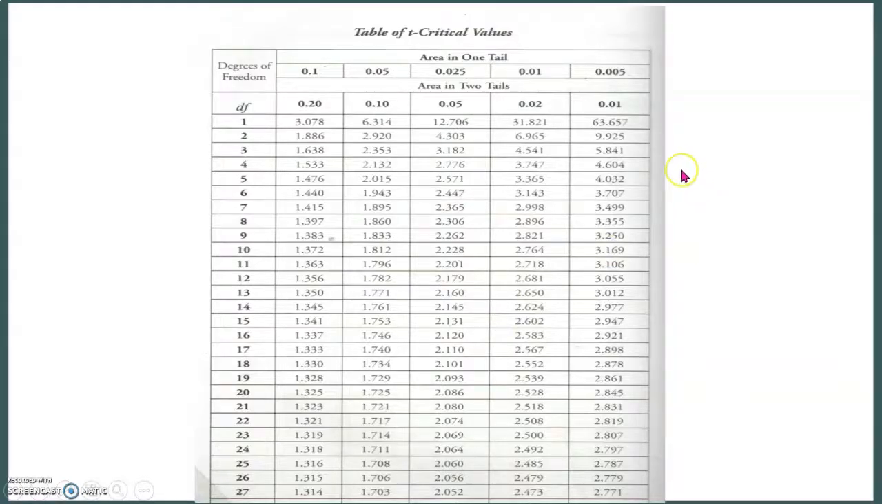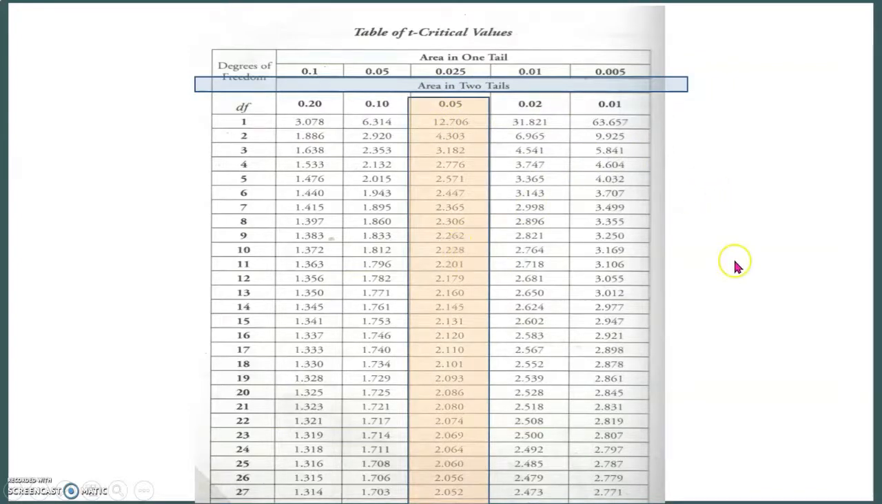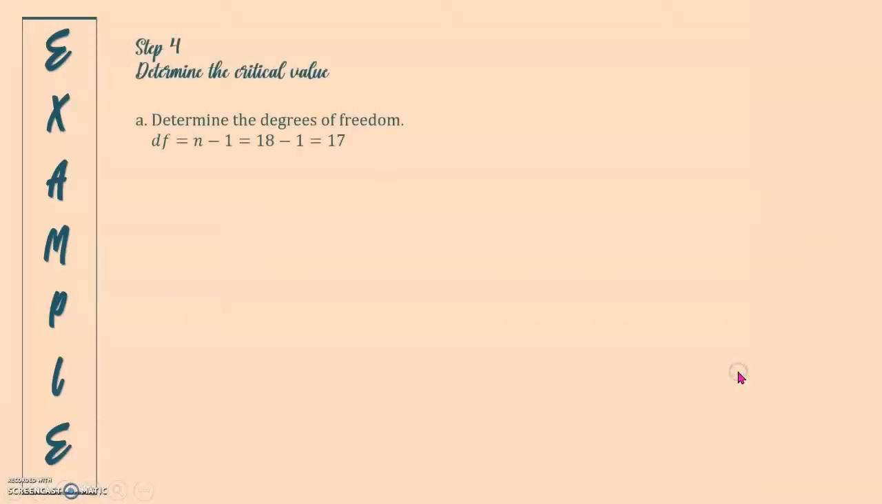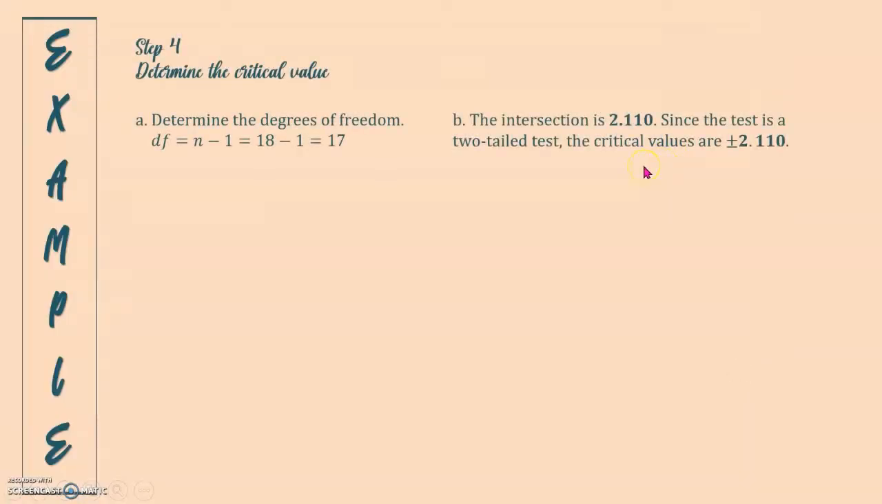To show, we have our t-table here. Since our test is a two-tailed test, we will use area in two tails, and our alpha is 0.05, so we'll use this column. And since our df is 17, our intersection is at 2.110. This intersection will be the basis for our critical value. Since our test is a two-tailed test, we have two critical values: positive 2.110 and negative 2.110.